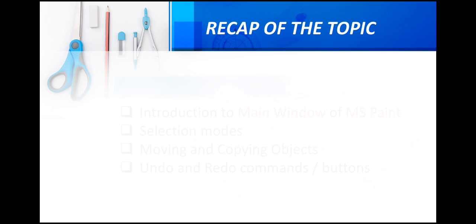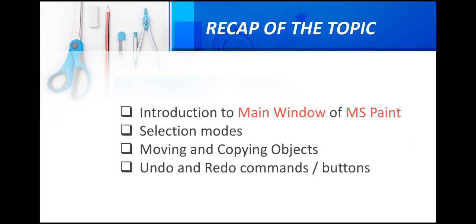Recap of the topic. What we have discussed today: introduction to the main window of MS Paint. We have discussed selection modes, and we have discussed moving and copying objects. Our topic: undo and redo commands or buttons.